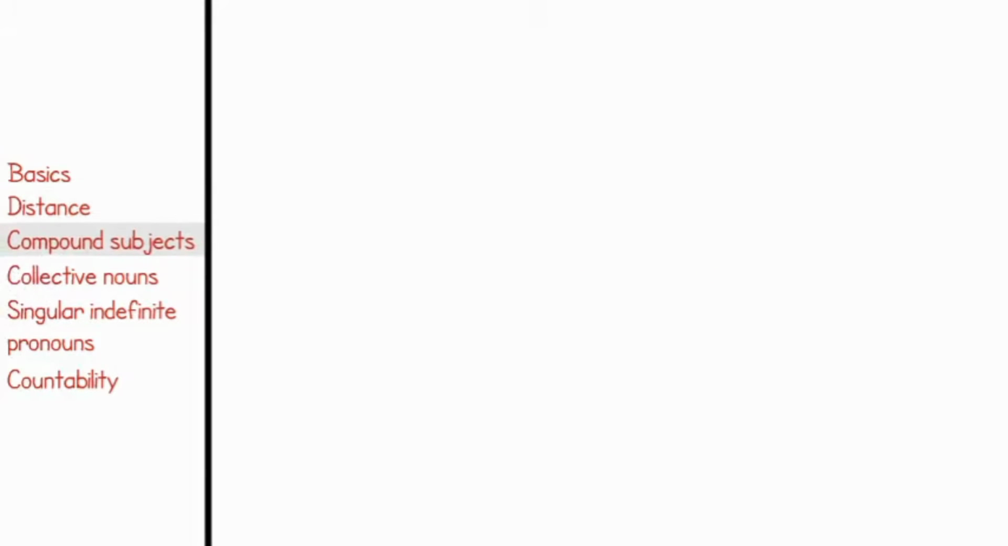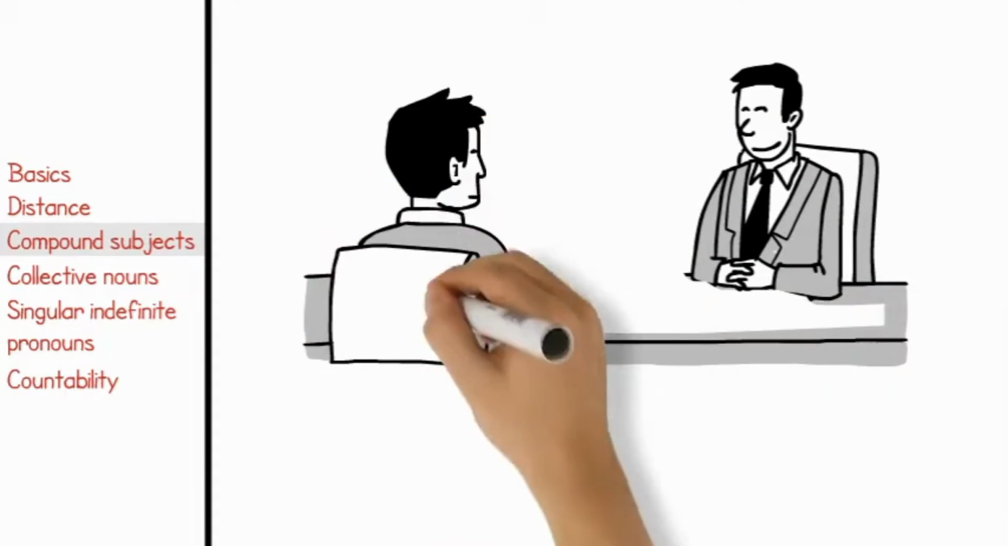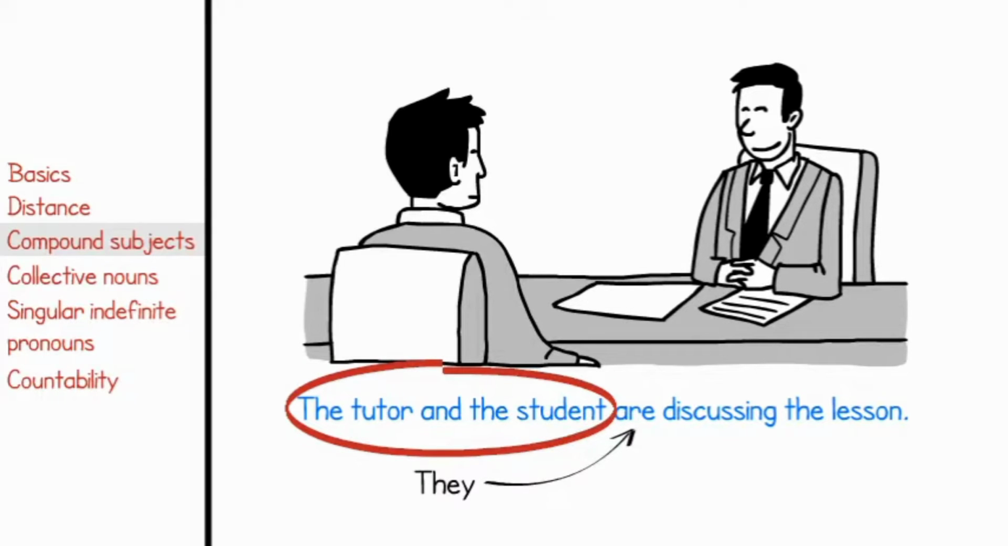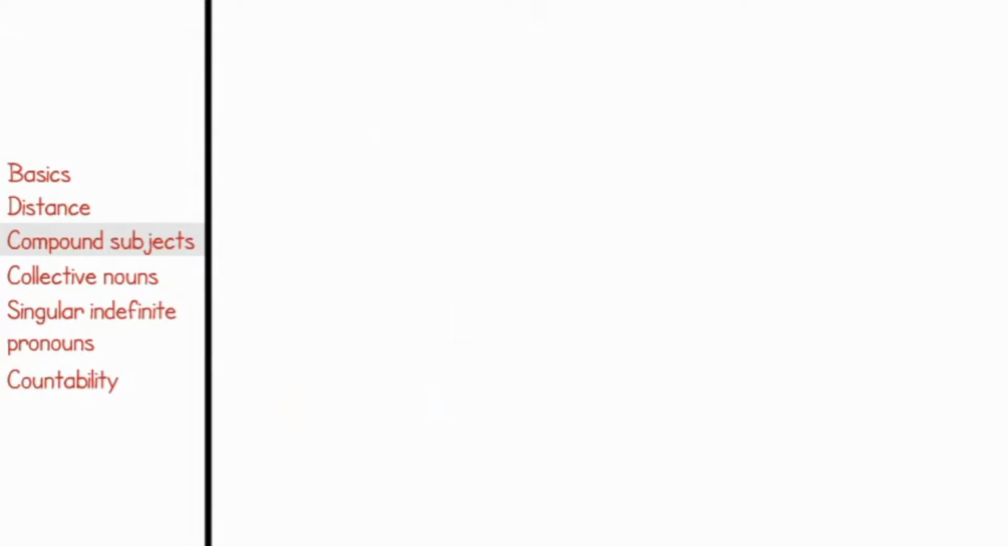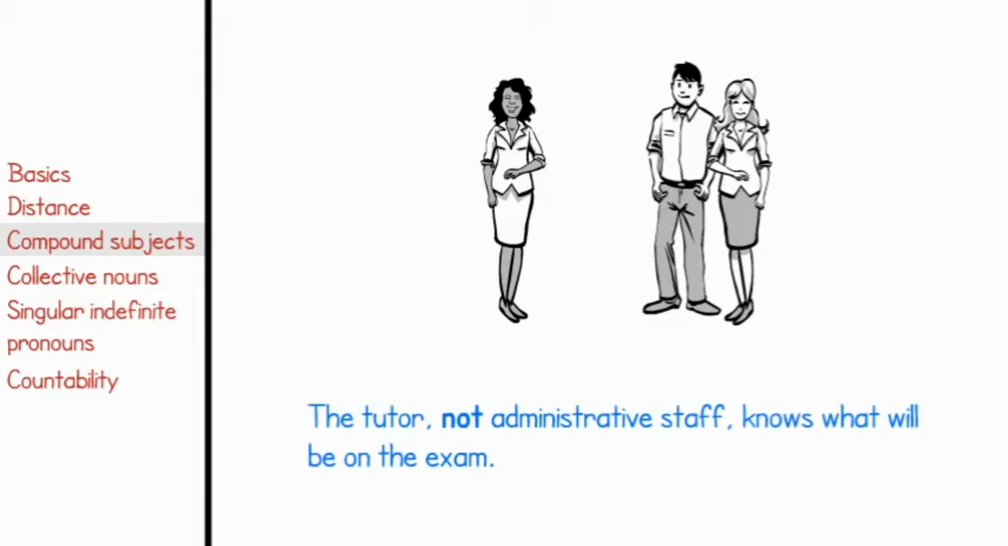Now let's look at compound subjects. That is, when a sentence has two subjects. For example, the tutor and the student are discussing the lesson. In this sentence, the tutor and the student together mean they, so the verb needs to agree with they. So we can say are discussing, not is discussing. The next example combines a positive and a negative subject. With compound subjects like this, the verb agrees with the positive subject.